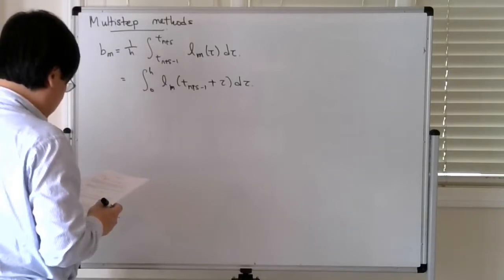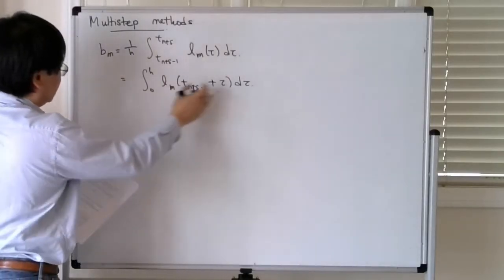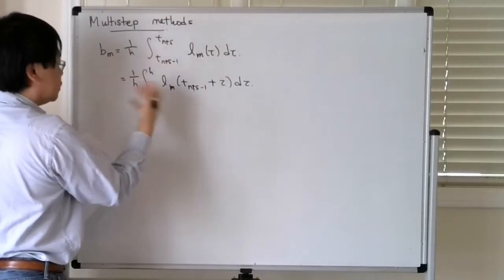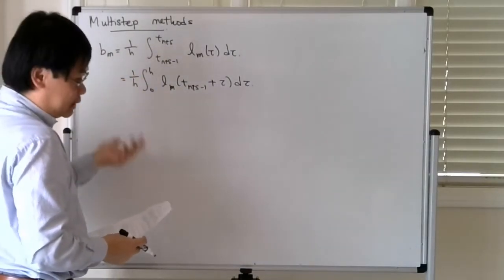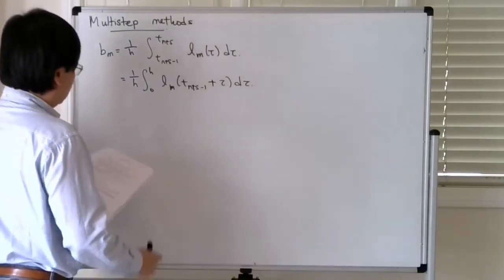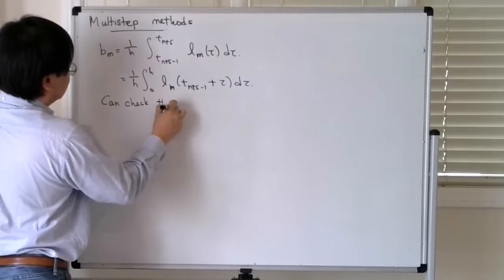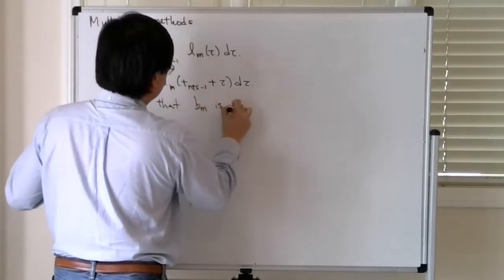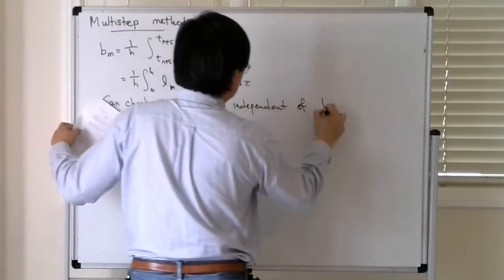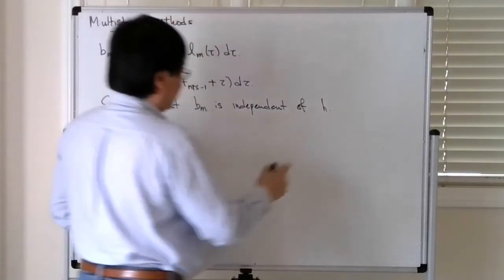The basic idea then is that there's a factor of 1 over h here as well. So when you do this, you'll find that this b_m is independent of the time step h. You can check that b_m is independent of h here, and also independent of n.